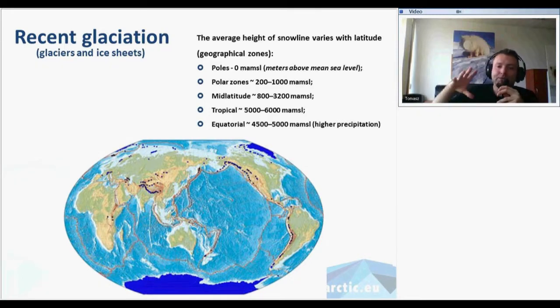So if the altitude in these places is above these levels, glaciers can appear. And there are glaciers in high mountains around the world.